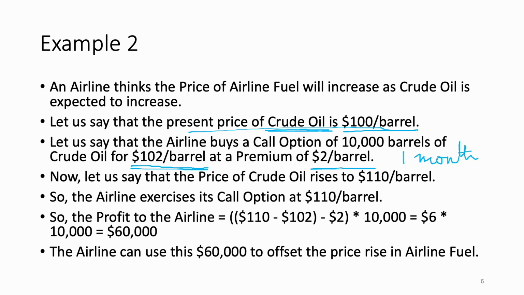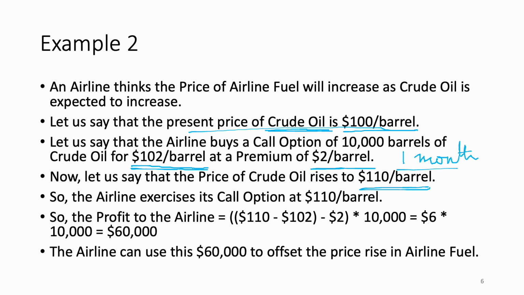Okay. Now he finds a seller who is ready for this condition: the strike price would be $102 per barrel, the premium would be $2 per barrel, and the expiry would be for 1 month. Now let's say within this 1 month, the price of the crude oil rises to $110 per barrel. This is happening as per the airline's expectation. Under this circumstance, the airlines will exercise its call option.